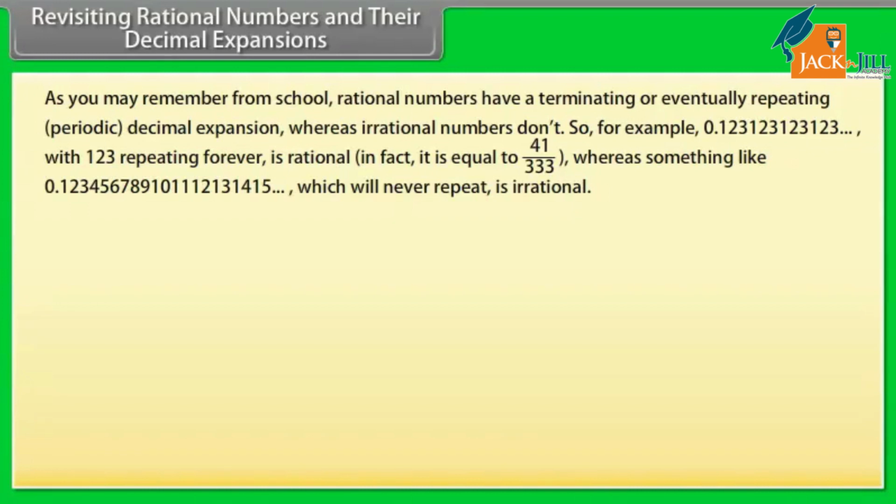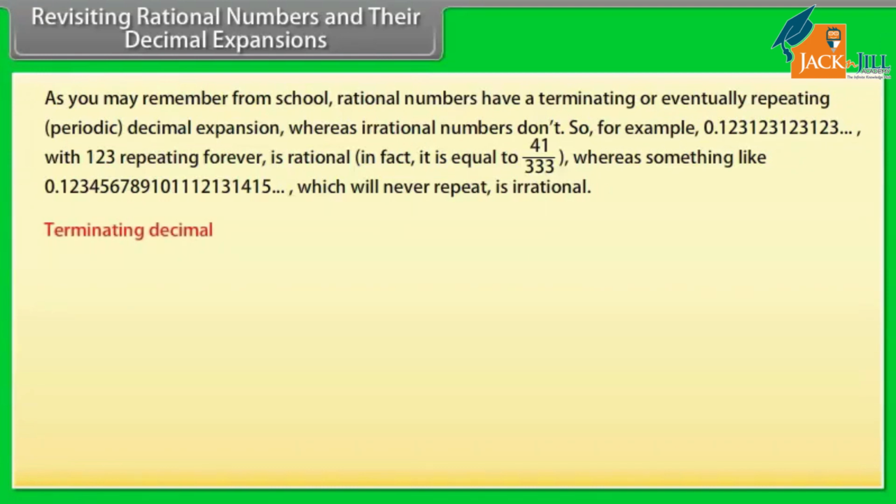0.123123123123, and so on, with 123 repeating forever, is rational. In fact, it is equal to 41 upon 333. Whereas something like 0.123456789101112131415 and so on, which will never repeat, is irrational.